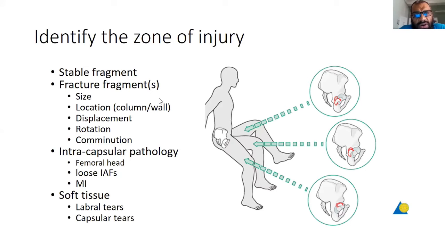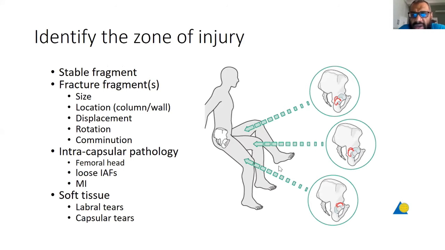So the second part of the plan is to identify the zone of injury. You start to identify where the stable fragment is. These fragments will hold the screws of your buttress plates. And then you start to count the fracture fragment or fragments, okay?